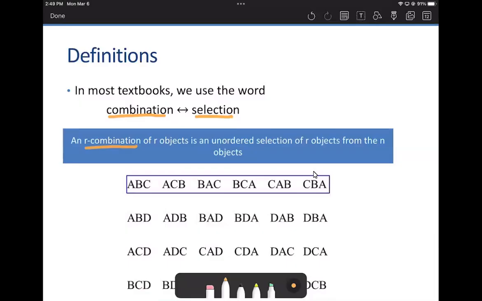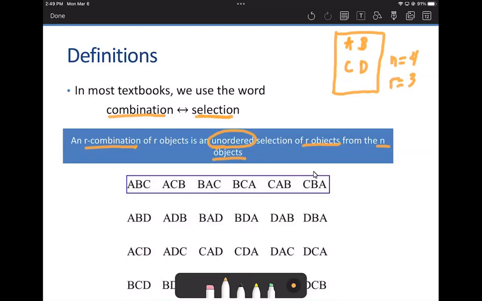Okay, so in most textbooks, we use the word combination interchangeably with selection. An r-combination of n objects is an unordered selection of r objects from the n objects. So you can think of it like this. We have a set containing A, B, C, and D. This set contains how many elements? n equals 4. And our task is to select 3 letters, and we are not concerned about the order.